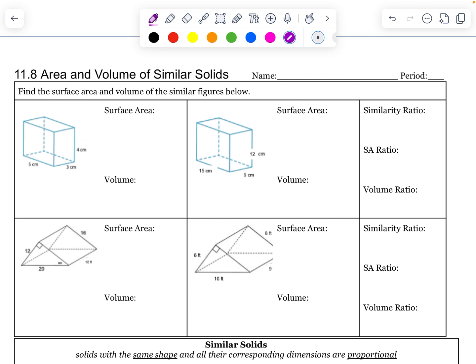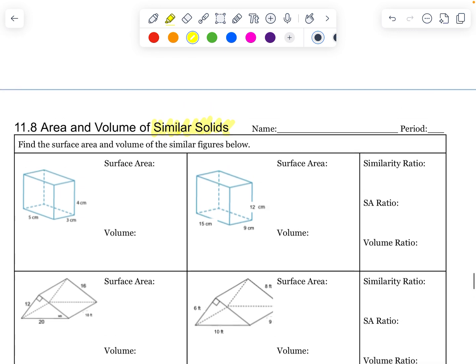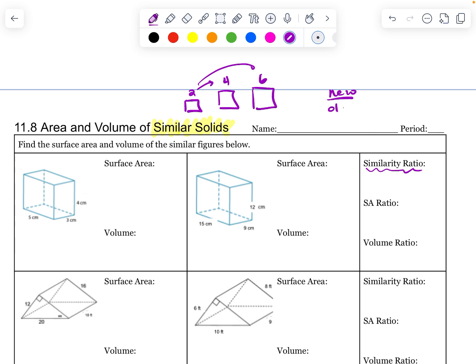So if you remember way back in the day, we talked about similar figures. Similar figures are things that have, this is a cube with a side length of 2. Similar figures could be times 2, 4, times 3, 6, right? You can multiply or divide by them. They all have a scale factor, which is the same as a similarity ratio, and we do new over old in order to get those.